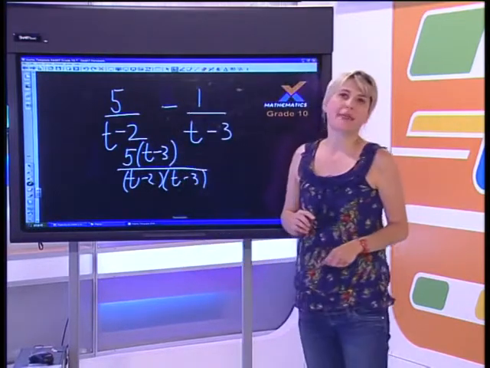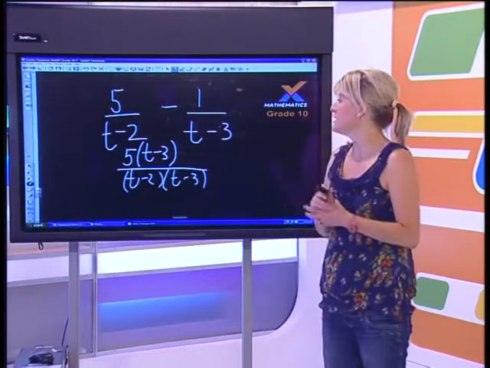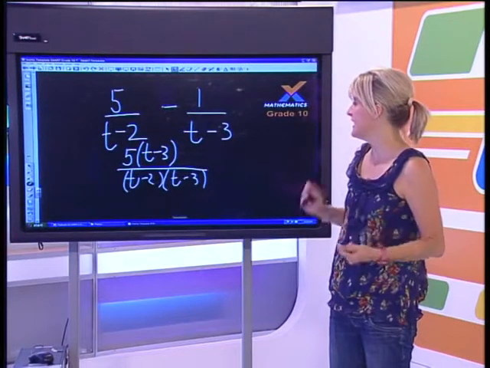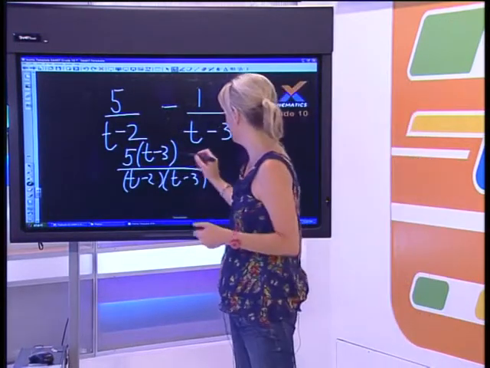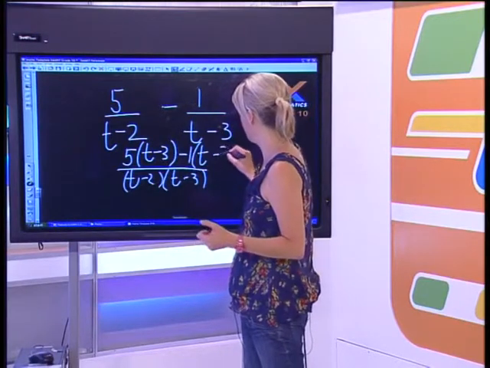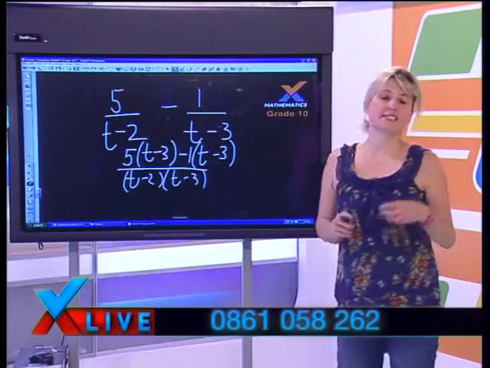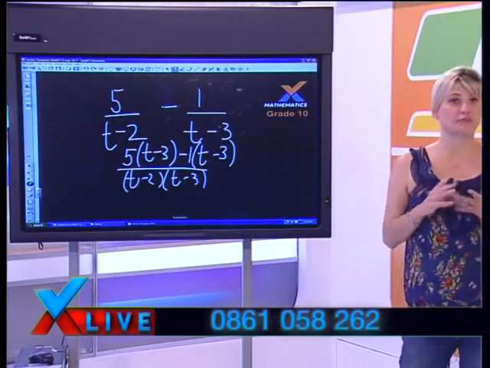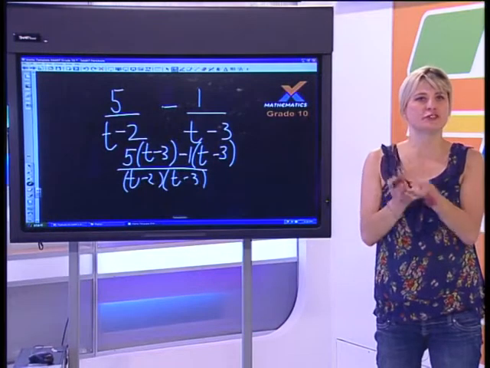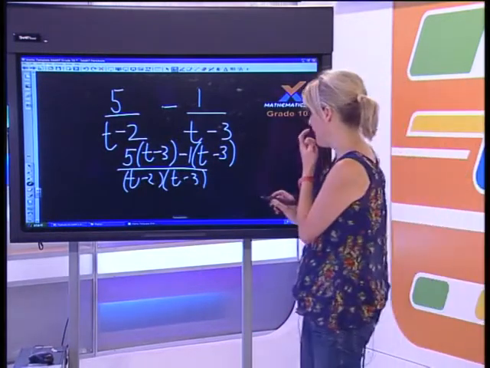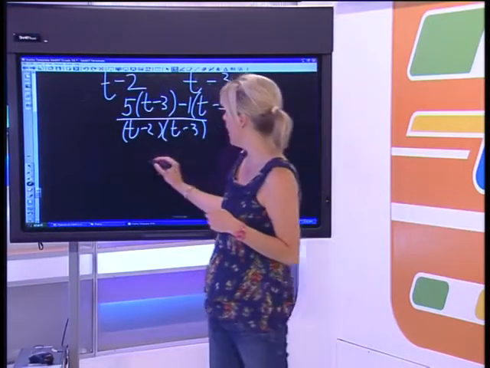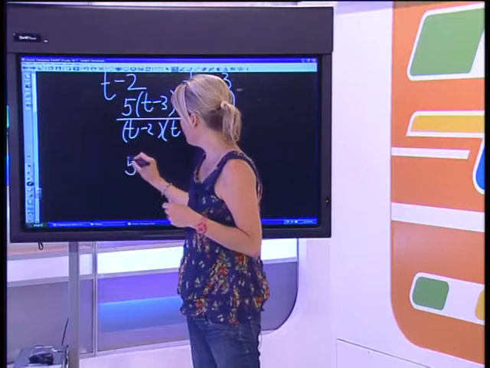Right? And then I have a look at the next term, and I say, well, I've got negative 1 over t minus 3. What is this one missing? It is missing the t minus 2. So I'm going to say minus 1 bracket t minus 2. And in this instance, boys and girls, the brackets are really, really important because it helps you to remember to multiply or distribute that negative into all of the other terms. That's really important.